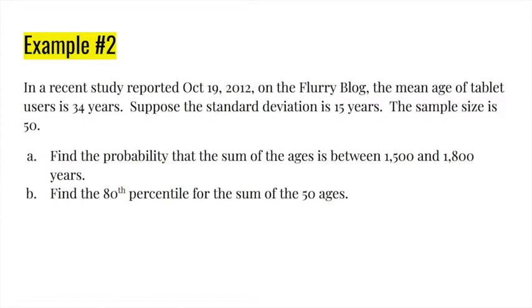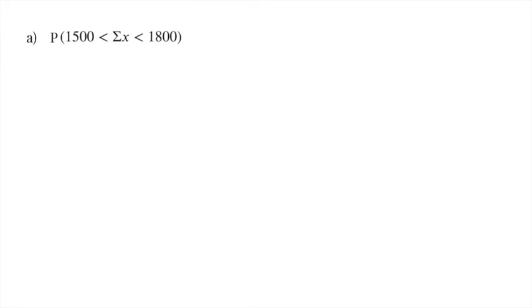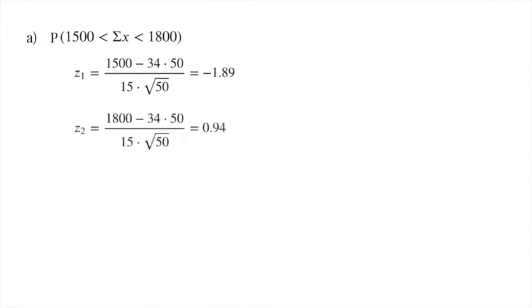So for whatever reason, we're going to add all these ages up. We want to know the probability that the sum is between 1500 and 1800. So in symbols, this is what we're dealing with. We're going to find two different z-scores this time. First, for the 1500, using our new formula for the central limit theorem for sums. Then we're going to find a second z-score for the 1800 value. And we need to know from our table the area to the left of negative 1.89 and the area to the left of 0.94.